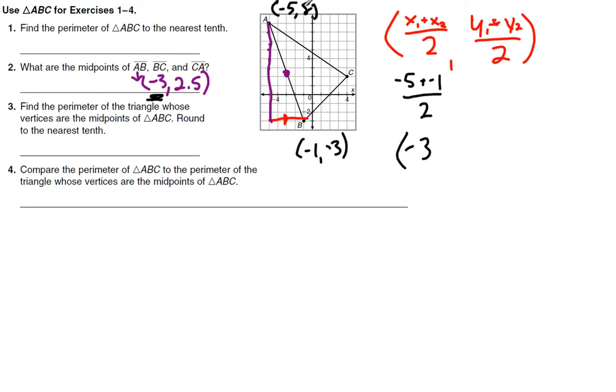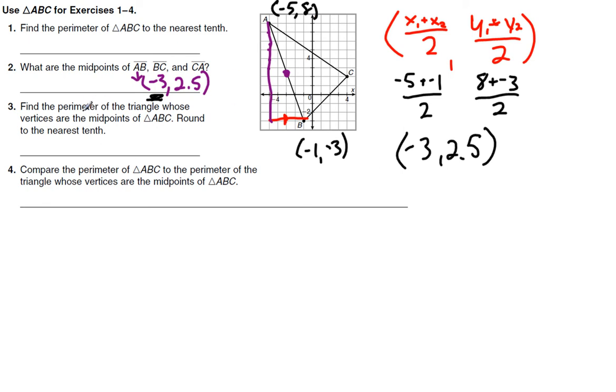Alright, then we look at y. Why? Because it's the only letter left. Alright, 8 plus -3 divided by 2. So 8 plus -3 is 5. 5 divided by 2 is 2.5. That's the midpoint. Okay, you could go through and do this with all of them.